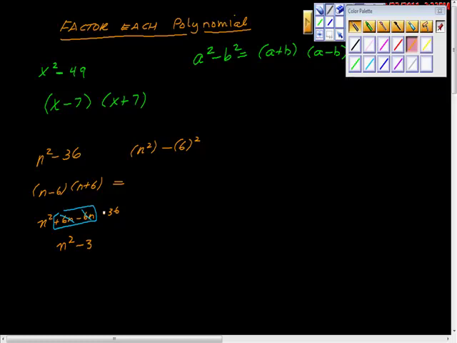Look at that, I made a mistake. It should have been minus because a negative times a positive is a negative. Negative 36. Check mark for me. Keep moving.